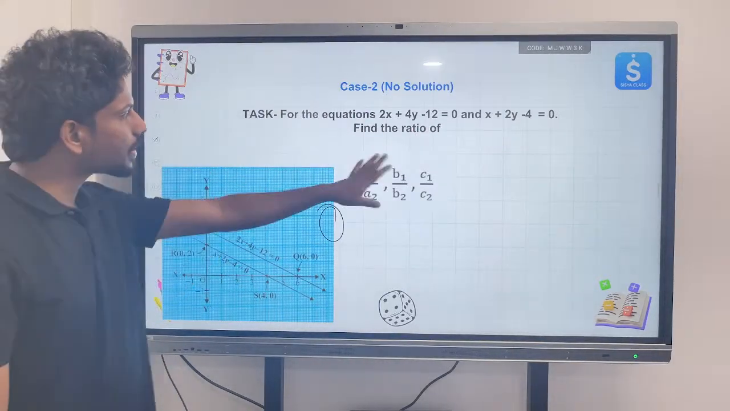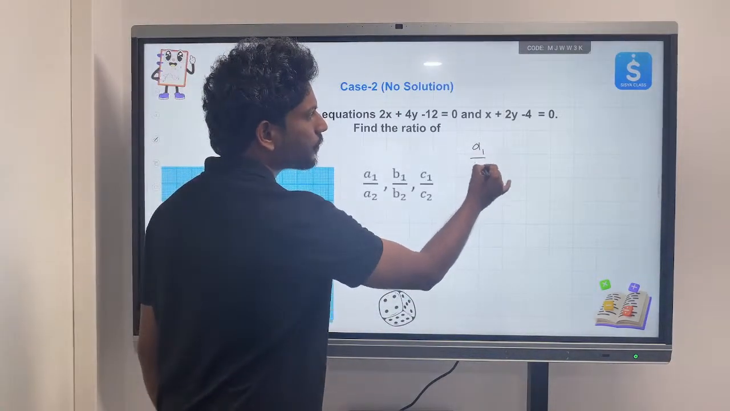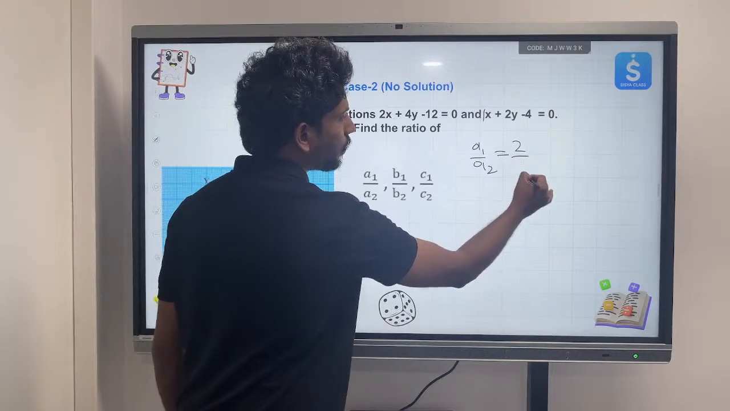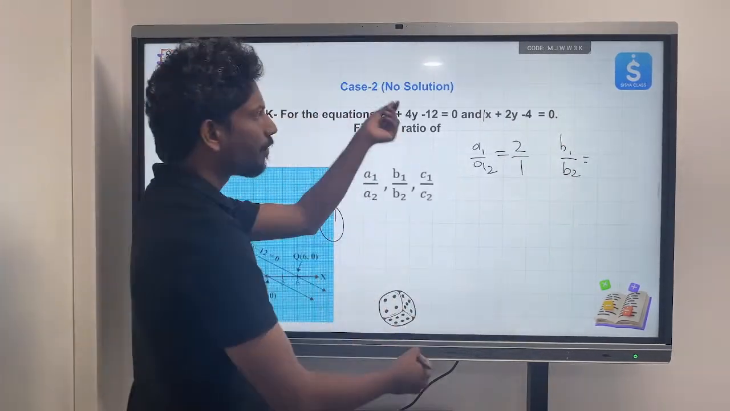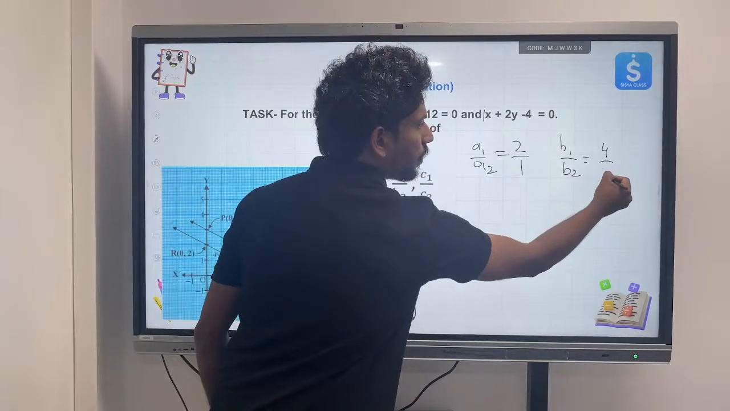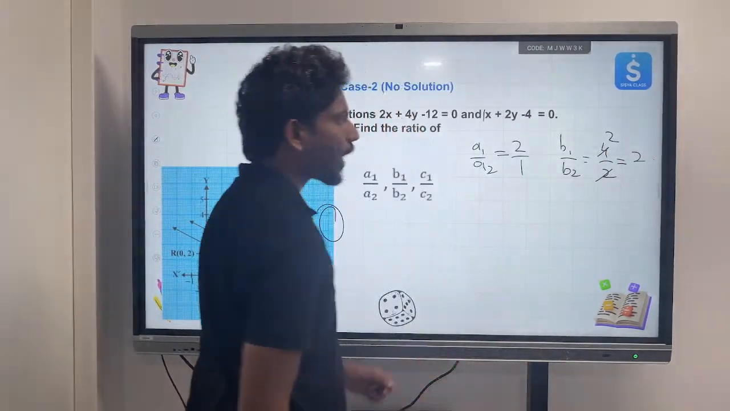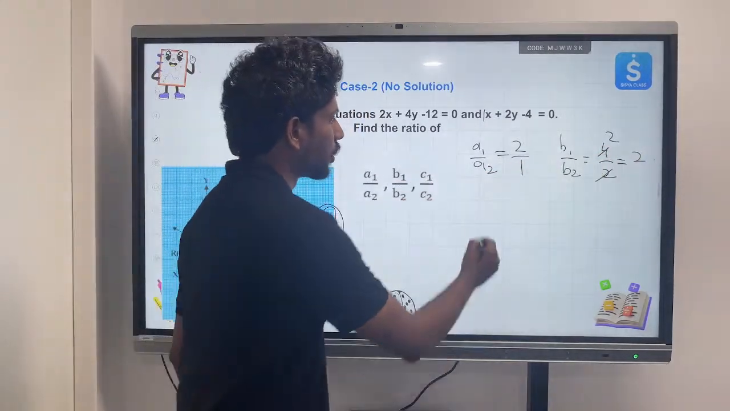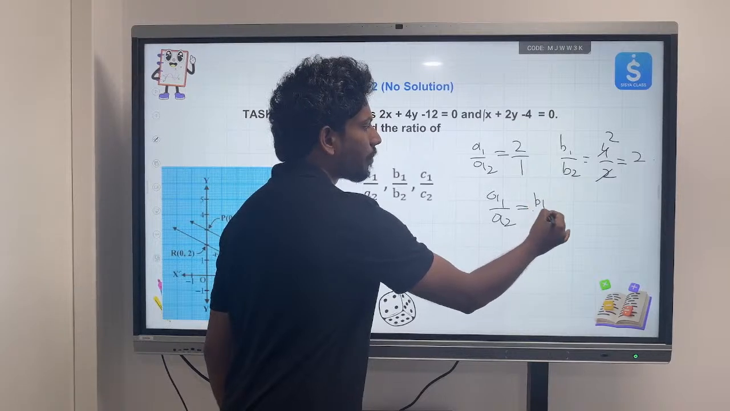Okay, now this is the task. Can you find a1 by a2? What is a1 by a2? a1 by a2 is 2 by 1. Okay, good. What is b1 by b2? Again 4 by 2, which is equal to 2. So we have a1 by a2 equals to 2, b1 by b2 equals to 2. So here we'll just try to conclude a1 by a2 is equal to b1 by b2.